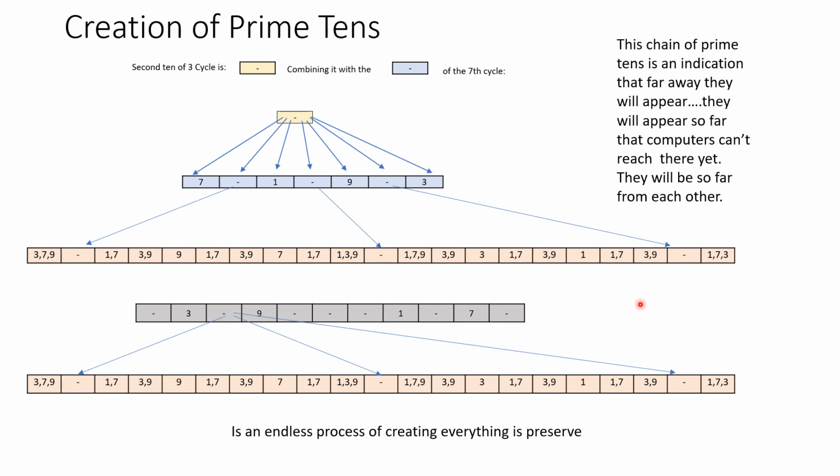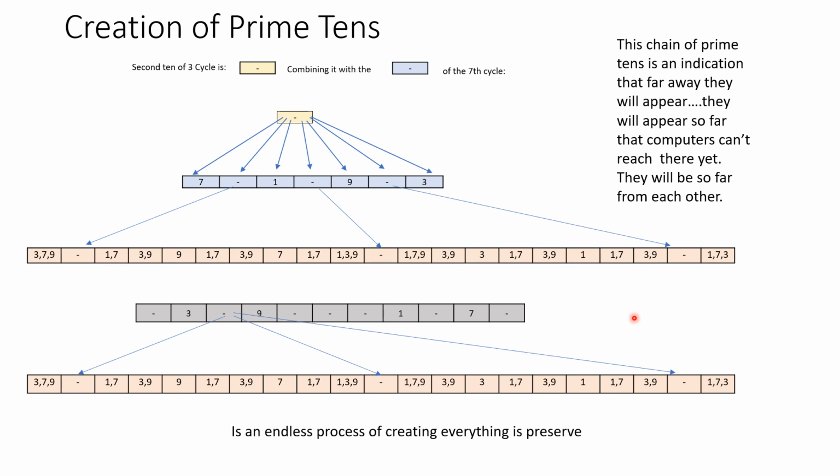This chain of prime tens is an indication that far away they will appear. They will appear so far that computers can't reach them yet. They will be so far from each other. Of course, some of them will come to the real number line. It's a process. But it will look like there are fewer and fewer of them.